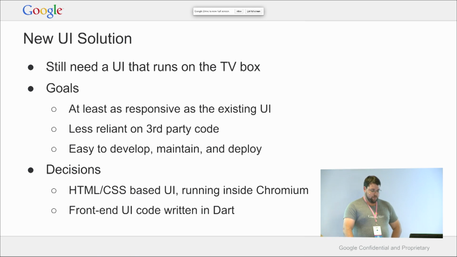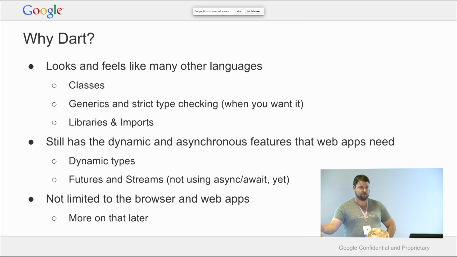So the decision we made was an HTML, CSS-based UI running inside Chromium, and the front-end UI code written in Dart. Why did we pick Dart? Well, this is the laundry list you've heard over and over again these couple of days. Dart looks and feels like a lot of other languages that people already know. Most of us on the team, we're not front-end engineers from background. A lot of us came up from C++ or Java, and Dart looked a lot like the stuff we already knew. And we liked a lot of the features in Dart too, the strict type checking when you want it, and the libraries and imports.